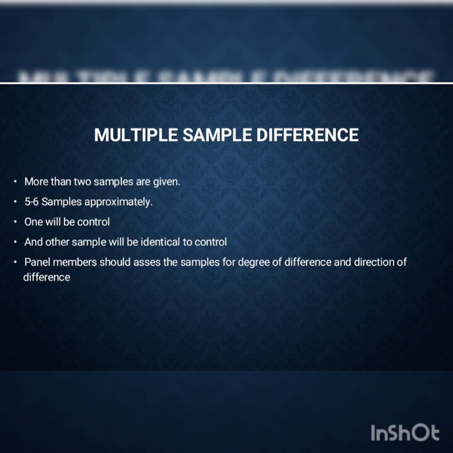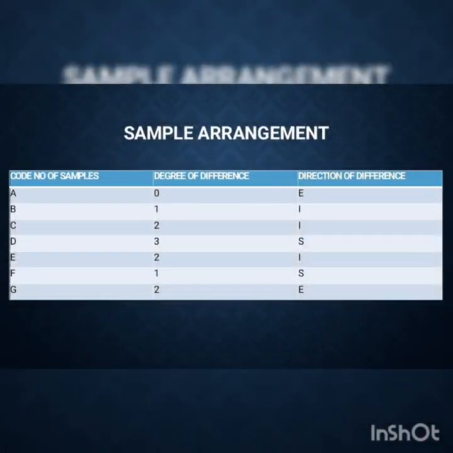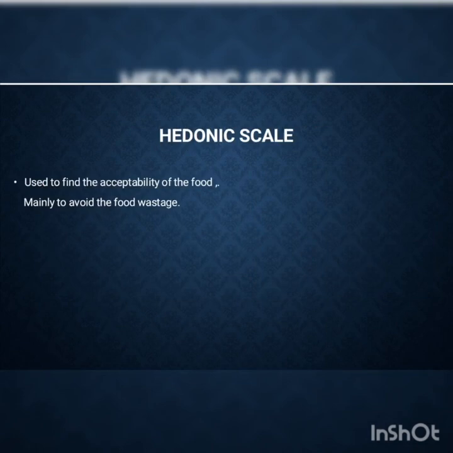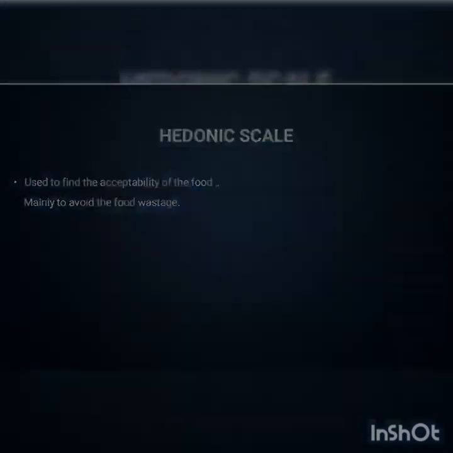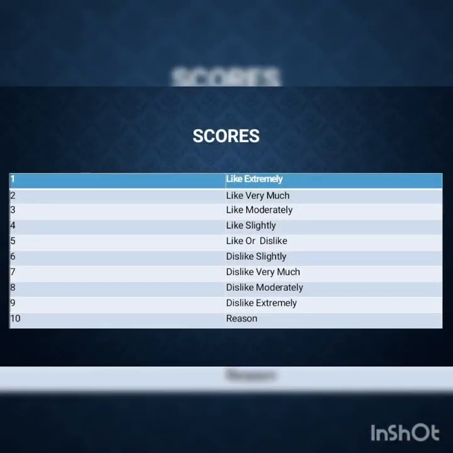And then multiple sample difference. Here multiple samples will be given, approximately 5 to 6 samples. Then one will be the control and another sample will be identical to the control. The panel member should assess the samples for degree of difference and direction of difference. Here the sample arrangement and code numbers of samples are given according to the taste. The panel member will give the degree of difference and direction of difference.